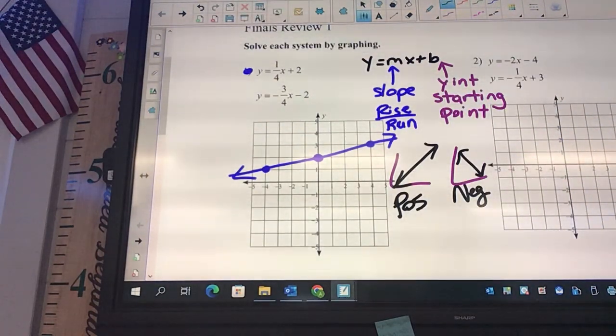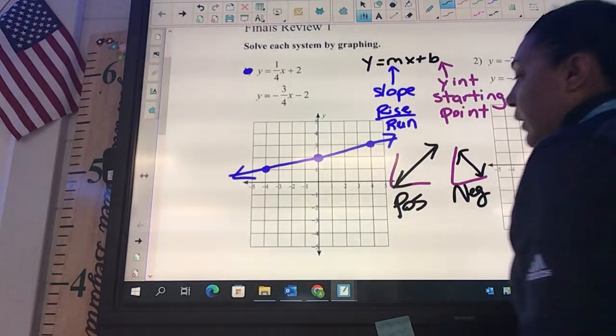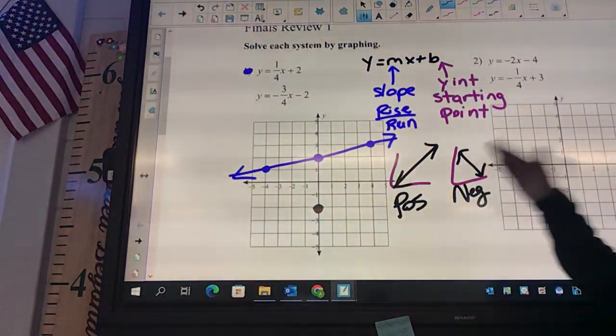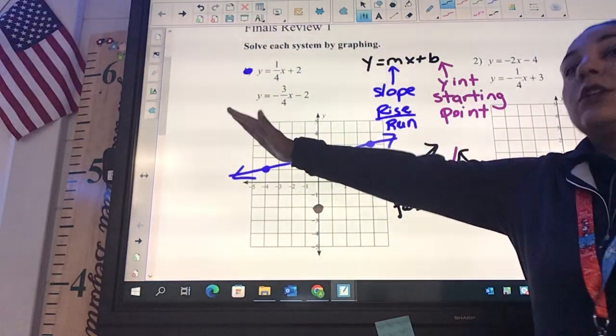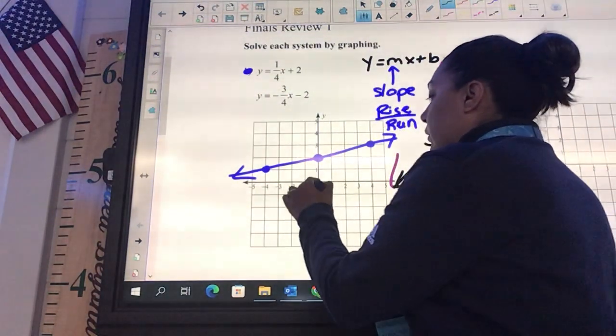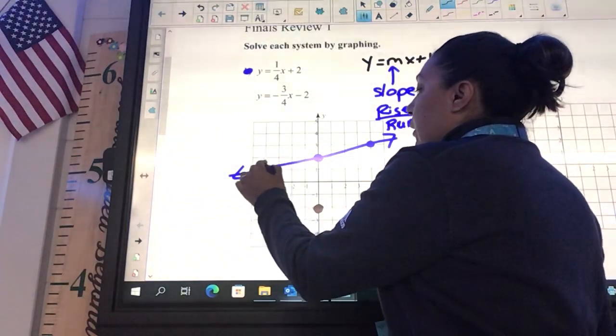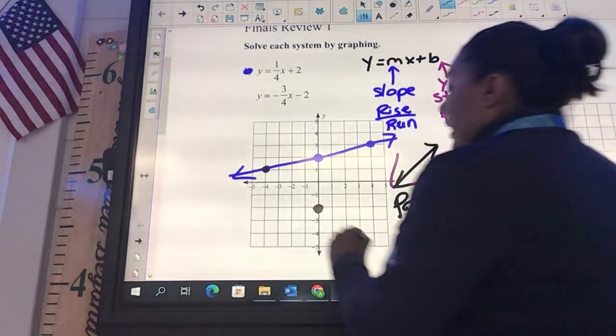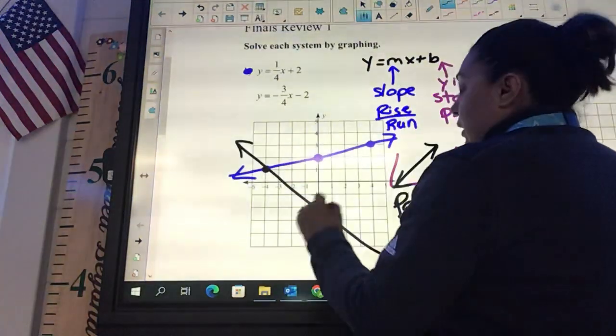Okay, line 2, where does it start? Negative 2. Okay, and it's a negative slope, so it should be going this way. Okay, so you're going to go up 3 and over 4. 1, 2, 3, 1, 2, 3, 4. Okay, on the second line, you don't have to plot as many points as possible because as soon as you see that intersection point, then you know it's good.